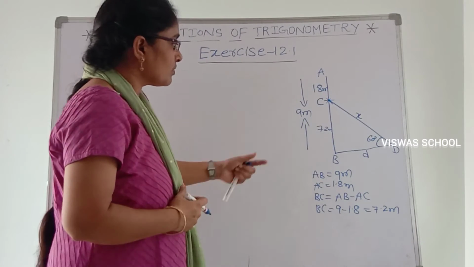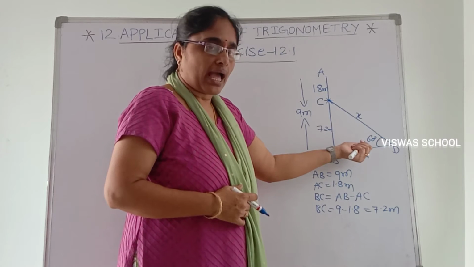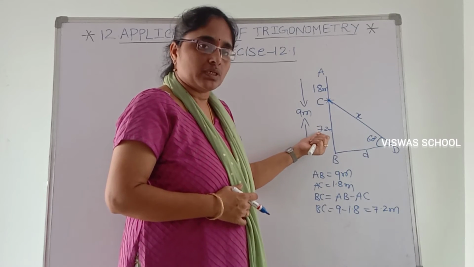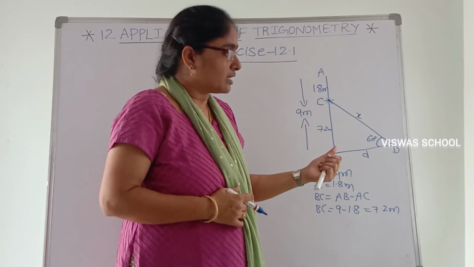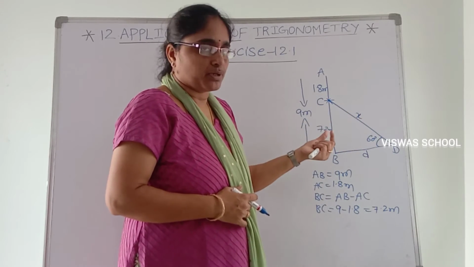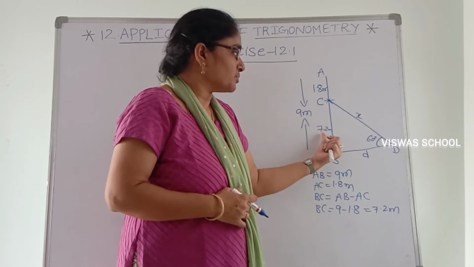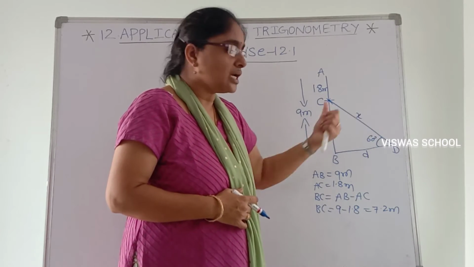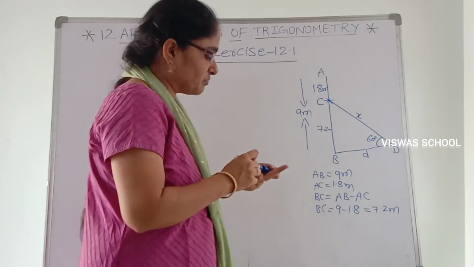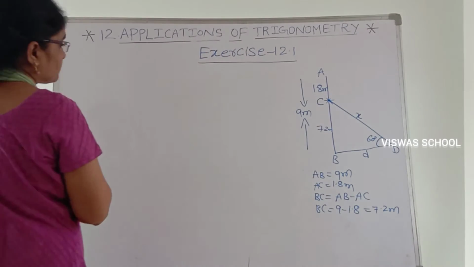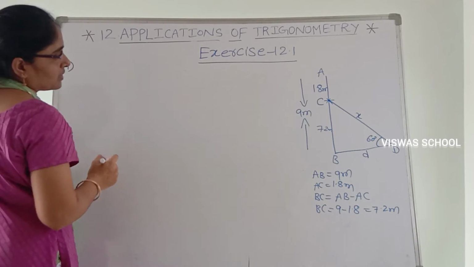Now, if you observe this triangle here, this is the angle, this is the opposite to the angle, and this is the adjacent to this angle. And this is the hypotenuse. What is the trigonometric ratio related to these two? This is the opposite and this is the hypotenuse. So the trigonometric ratio is sine. Let us see here, this is the 7th problem.